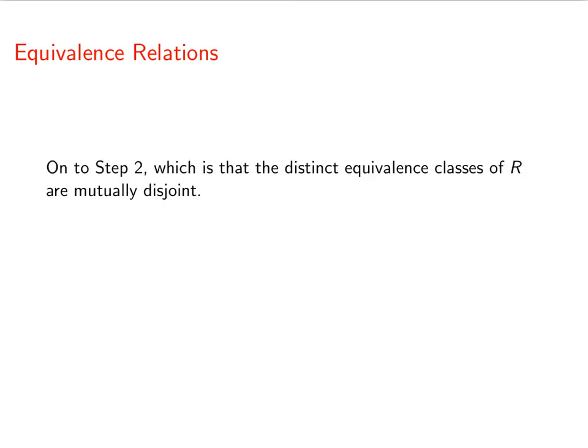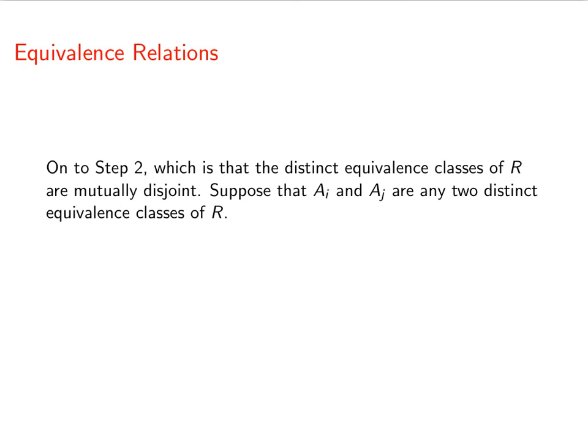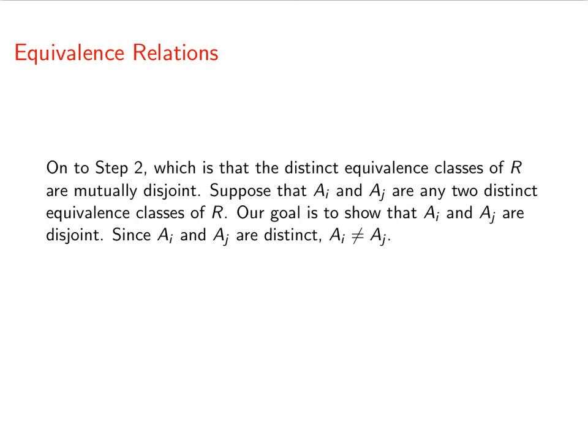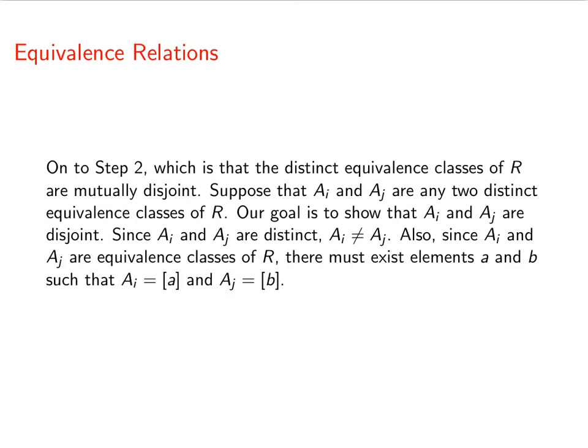Okay, step two, we need that the distinct equivalence classes of R are mutually disjoint. Let's suppose that A sub i and A sub j are any two distinct equivalence classes of R. We want to show now that A sub i and A sub j are disjoint. Since they're distinct equivalence classes, that means they're not equal. And since they're equivalence classes of R, there must exist elements A and B such that A sub i is equal to the class of A and A sub j is equal to the class of B.